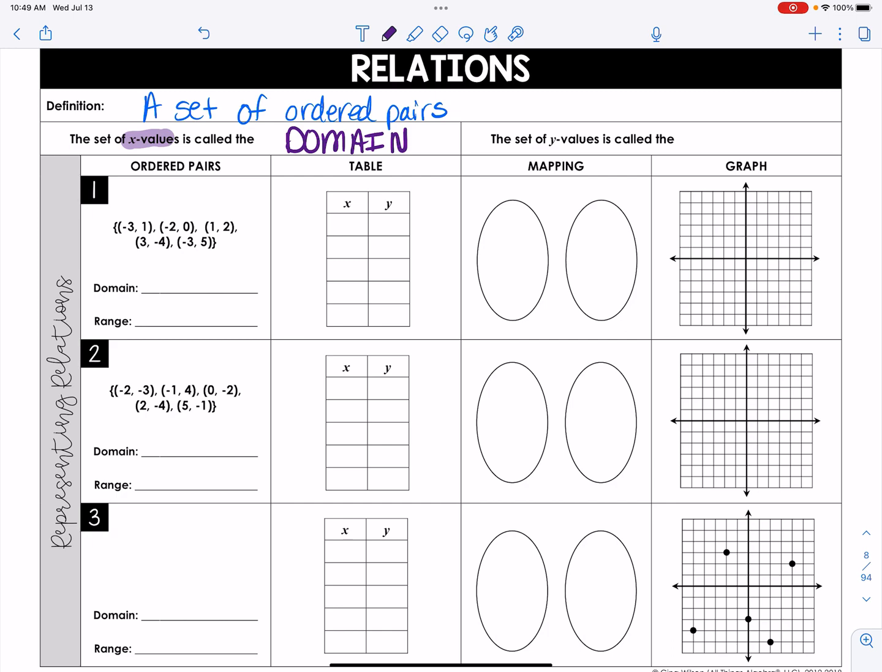So the domain is going to be important as you move along. Okay, the set of all the y values, he is napping. Okay, the set of all of the y values is called the range.